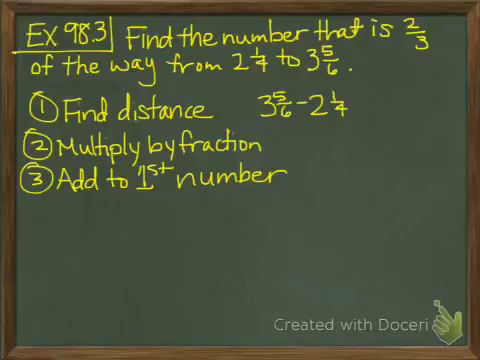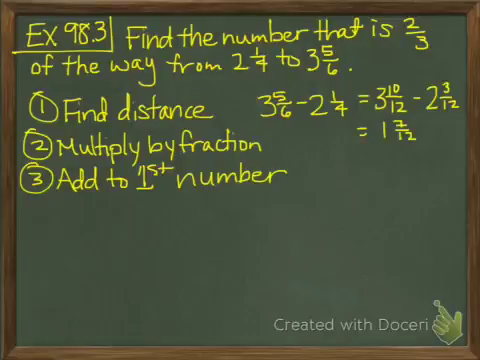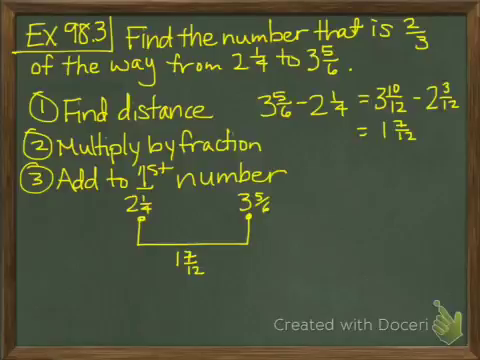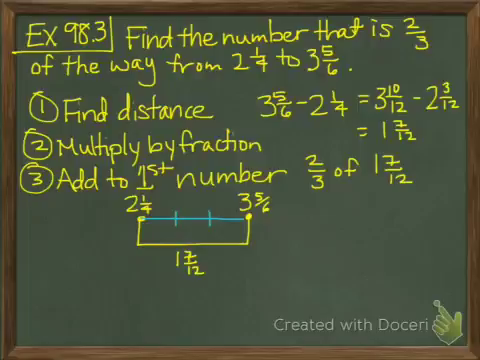So the first thing we're going to do is find the distance. The way we find the distance is 3 5/6 minus 2 1/4. So that's 3 10/12 minus 2 3/12. That gives us 1 7/12. So that's our distance. Now we need to multiply it by the fraction. So we need to find 2/3 of the way between 2 1/4 and 3 5/6. So we're going to find 2/3 of 1 7/12.